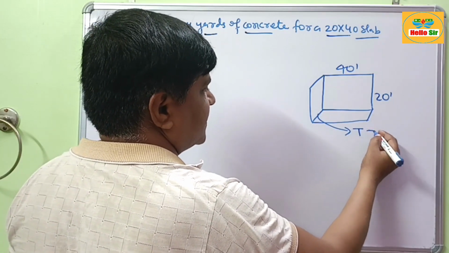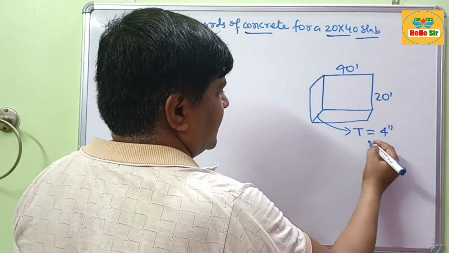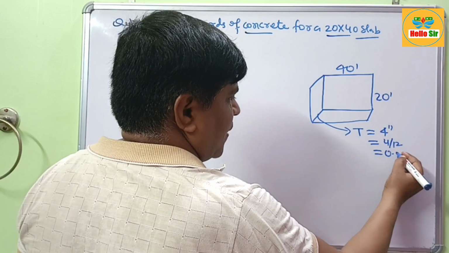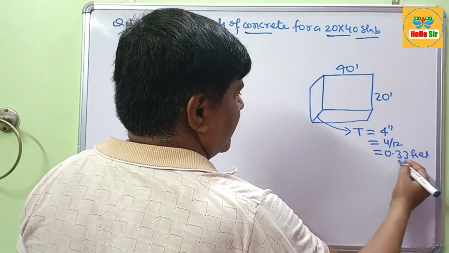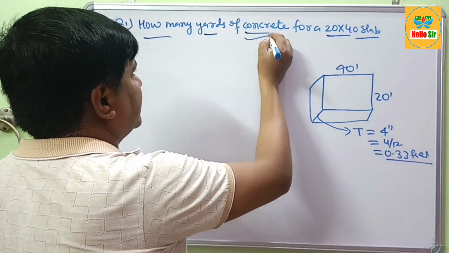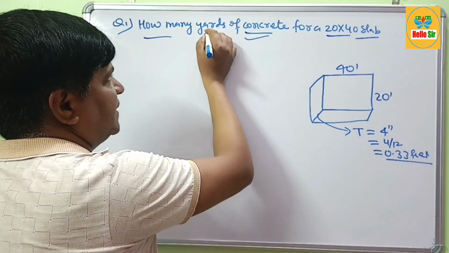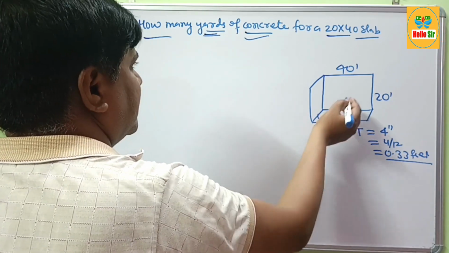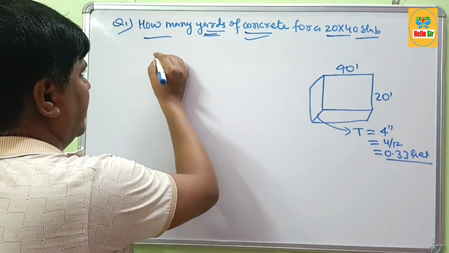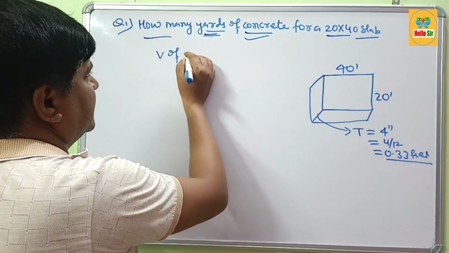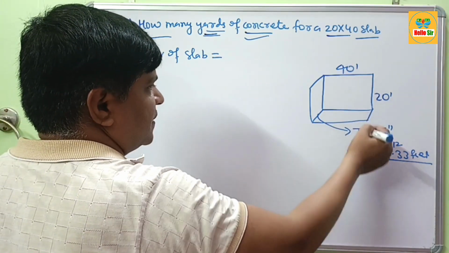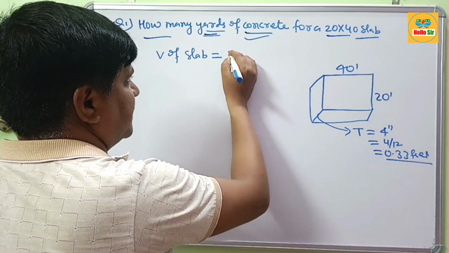This one, the thickness, is about 4 inches. 4 inches is equal to 0.33 feet, and you have to fill this slab with concrete, and the concrete quantity is measured in yards. The required quantity of concrete is equal to the volume of this slab, and the volume of this slab is calculated by multiplying all three dimensions in feet.